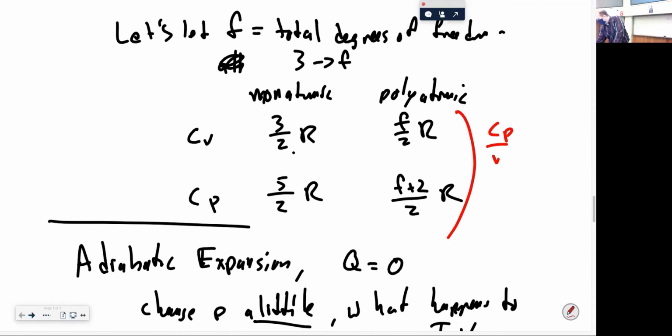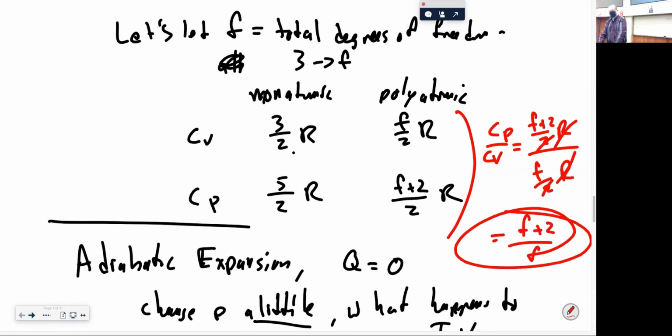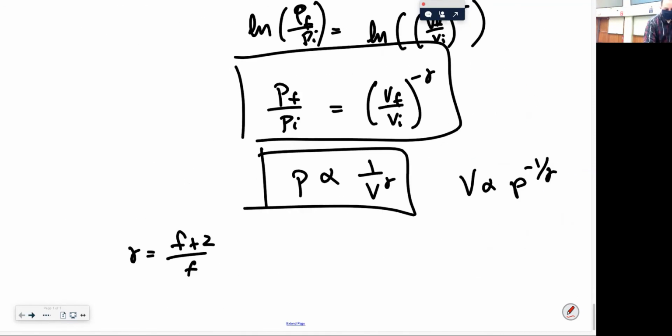What's CP over CV? CP is f plus 2 over 2 times R. CV is f over 2 times R. R's go away, 2's go away. The ratio of the specific heats. That's what gamma is. It has some physical meaning, it's important, and it's related to the specific heats of the thing you're talking about. So this is the ratio of the specific heats. This has to be CP over CV.